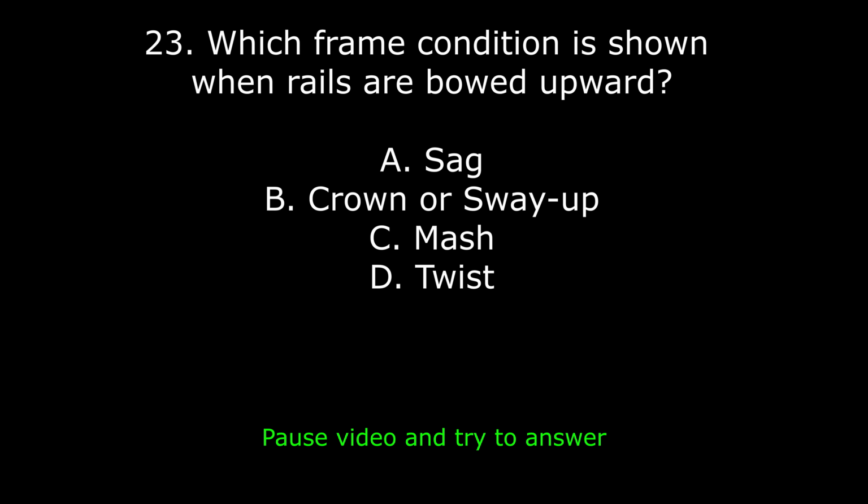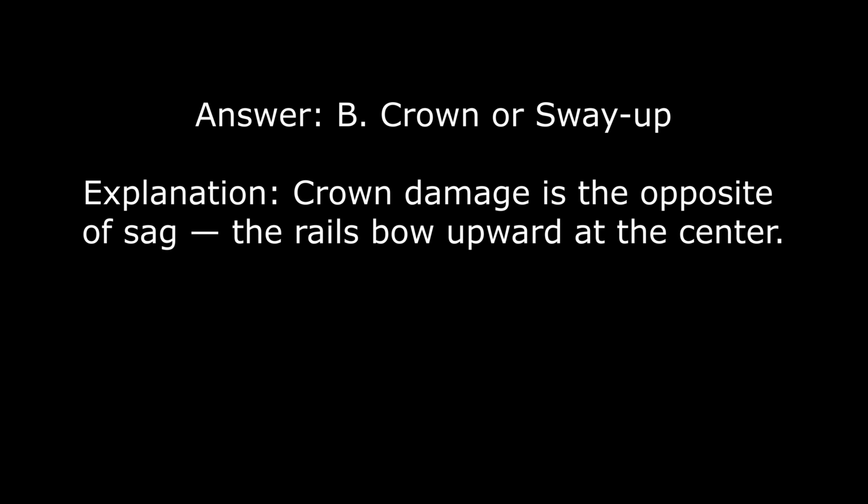23. Which frame condition is shown when rails are bowed upward? A. Sag. B. Crown or sway up. C. Mash. D. Twist. Answer: B. Crown or sway up. Explanation: crown damage is the opposite of sag. The rails bow upward at the center.